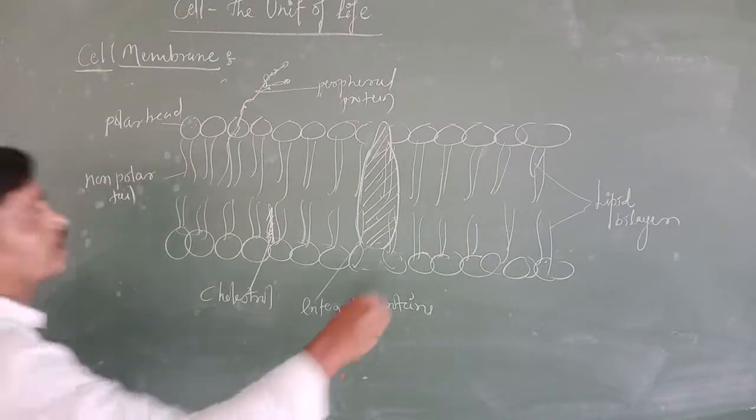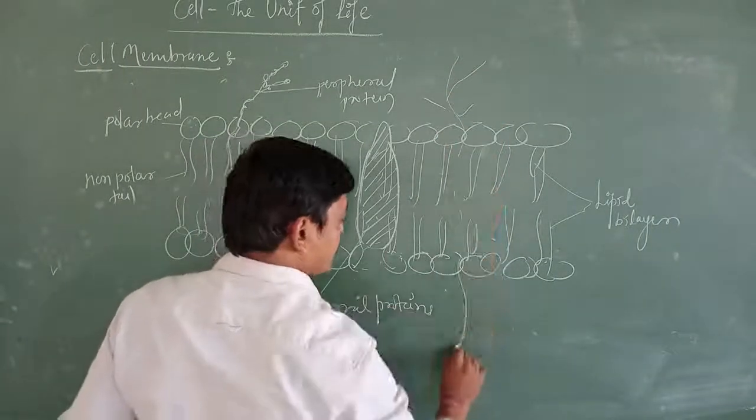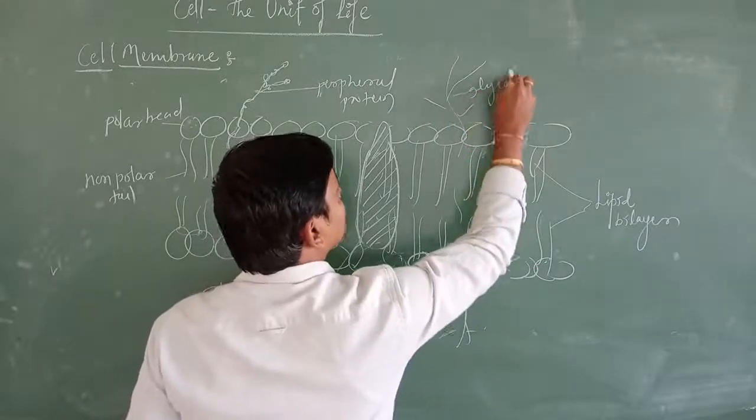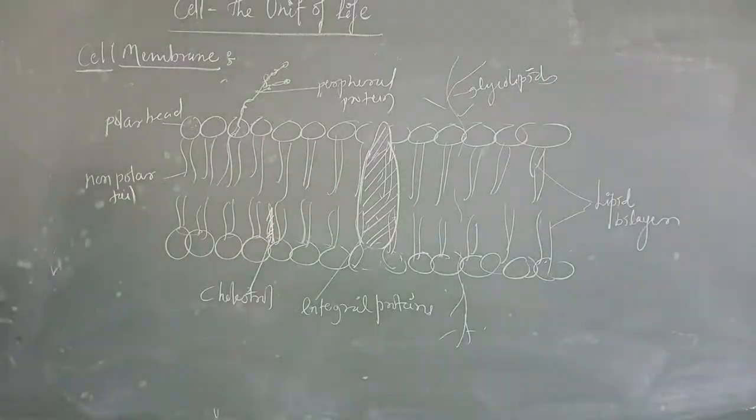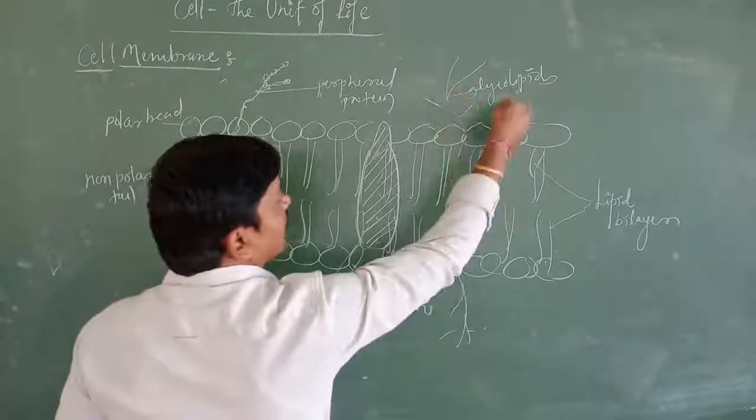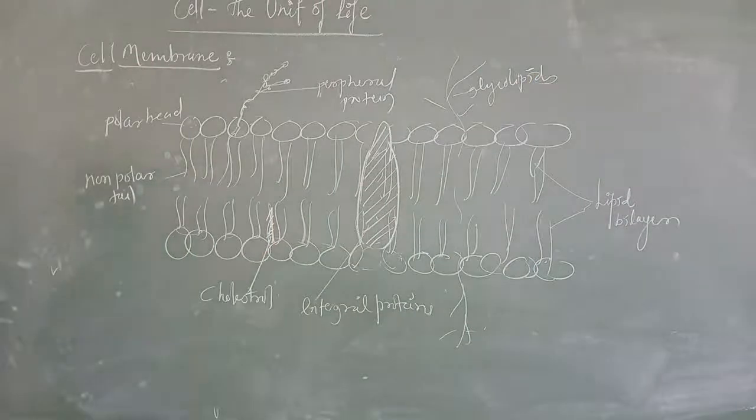Then glycolipids are also found in a plasma membrane. Glycoproteins are attached with the proteins, and some are attached to the lipid, which are glycolipids. Then glycoproteins are also found in the cell membrane. So I told you regarding the cell membrane.